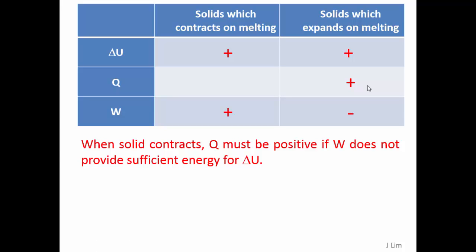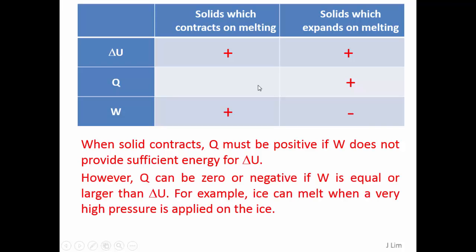When the solid contracts, Q must be positive if W does not provide sufficient energy for delta U. However, Q can be 0 or negative if W is equal to or larger than delta U. For example, ice can melt when a very high pressure is applied on the ice.